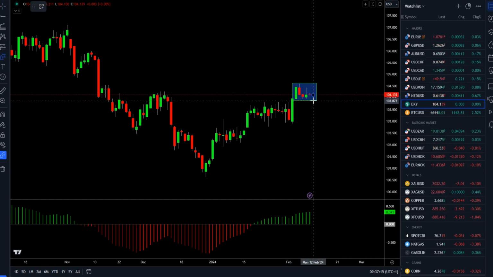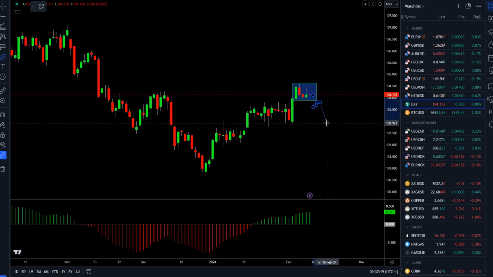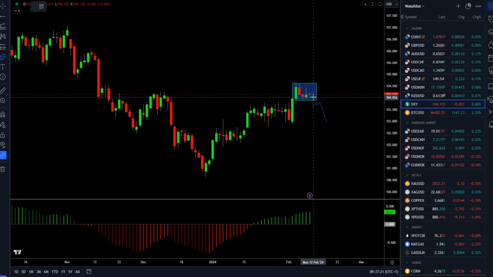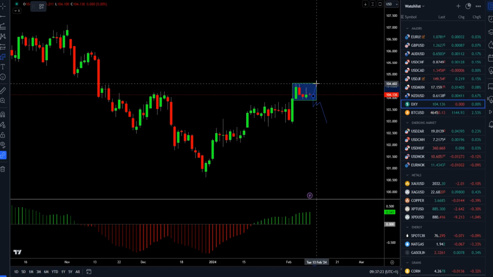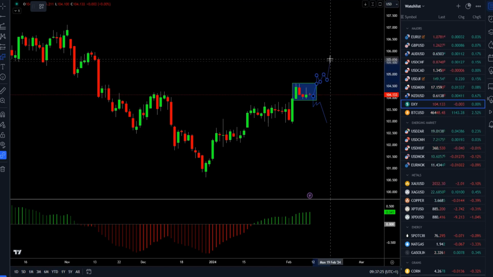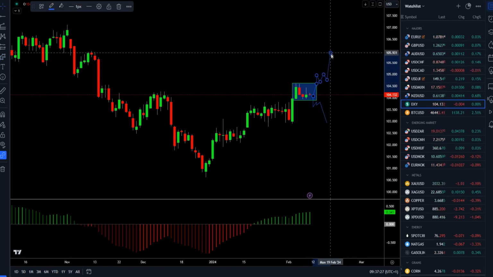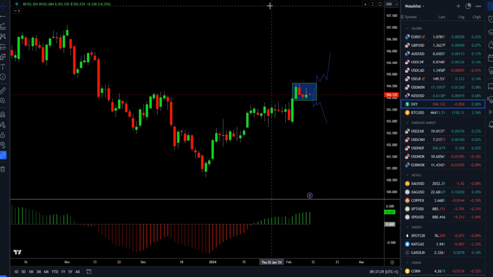In case of the downside breakout of, let's say, 103.80 and hold below, there is a chance for rotation back towards 102.90. And in case of the upside breakout of 104.60 and hold above, there is a chance for the rally towards 105.93.